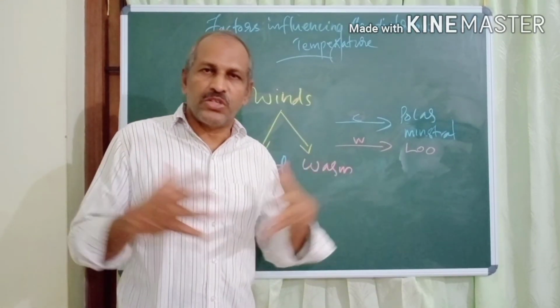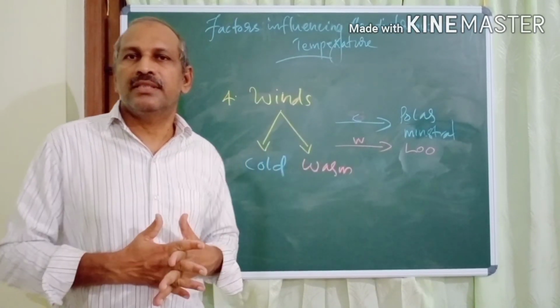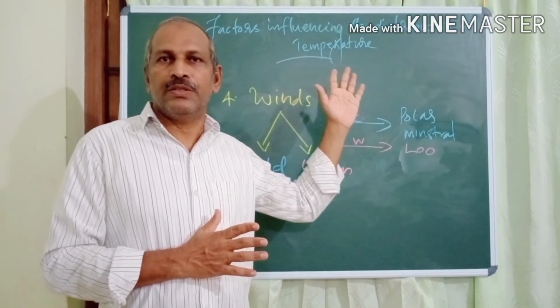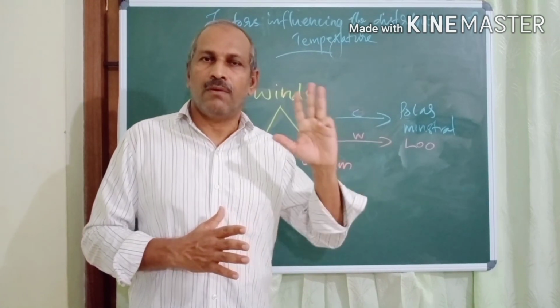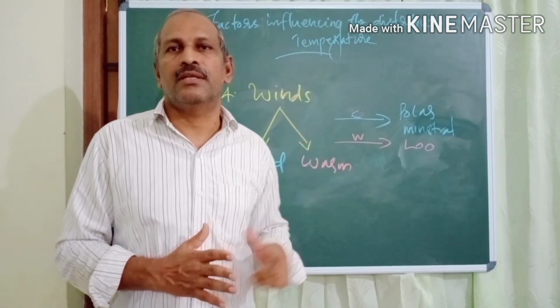So we wind up the session. Today we have learned the four factors influencing distribution of atmospheric temperature. They are latitude, altitude, nearness of ocean and winds.